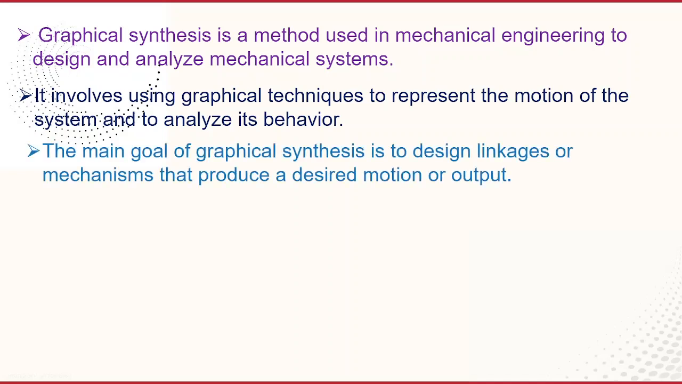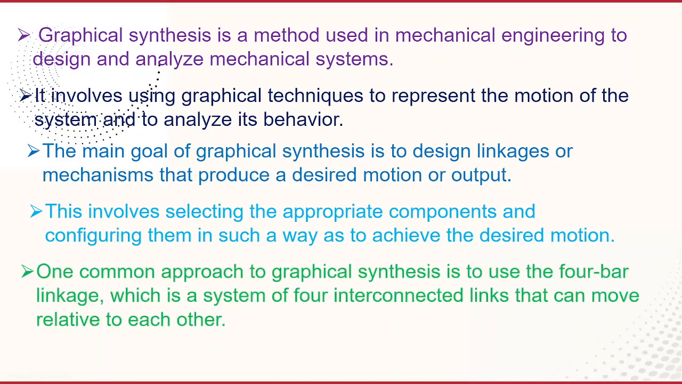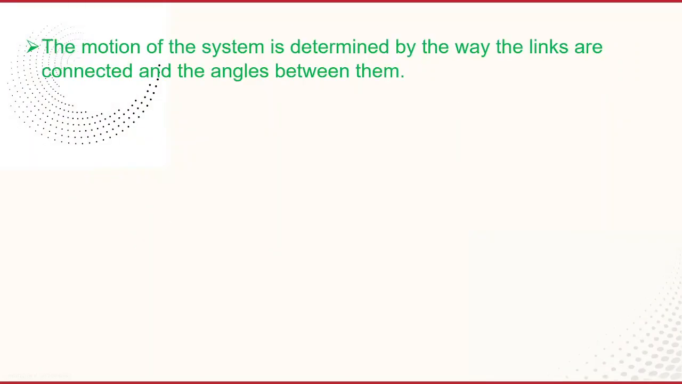The main goal of graphical synthesis is to design linkages or mechanisms that produce a desired motion or output. It involves selecting the appropriate components and configuring them in such a way as to achieve the desired motion. One common approach to graphical synthesis is to use the 4-bar linkage, which is a system of 4 interconnected links that can move relative to each other. The motion of the system is determined by the way the links are connected and the angles between them.